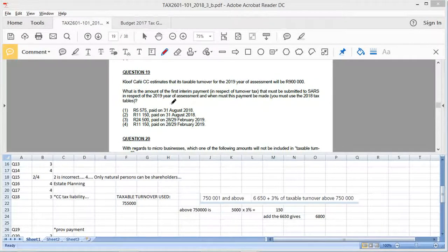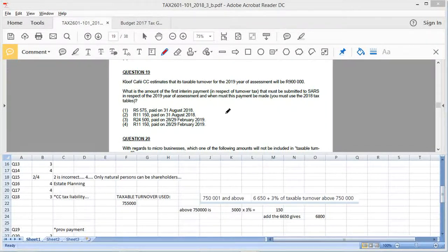Then they ask: what is the amount of the first interim payment that must be submitted to SARS in respect of the 2019 year of assessment, and when must this payment be made? You must use the 2018 tax tables. So they don't give you a choice here in terms of what the basic amount should be. So I'm going to be working out tax on 900,000 for this CC.